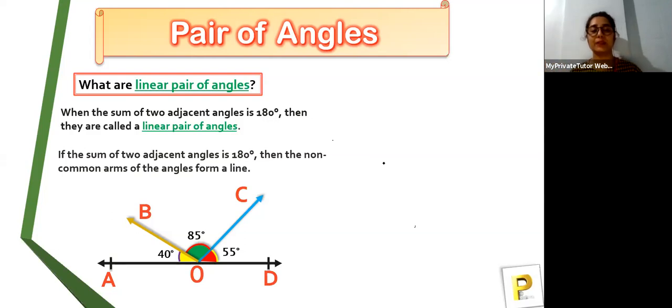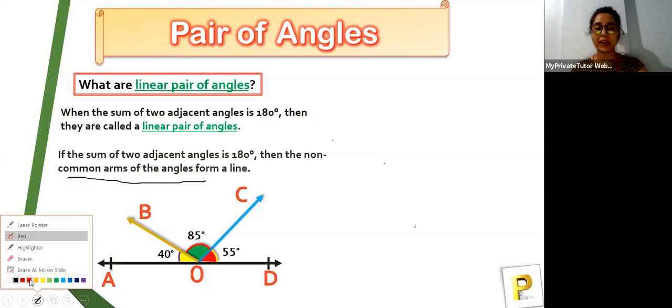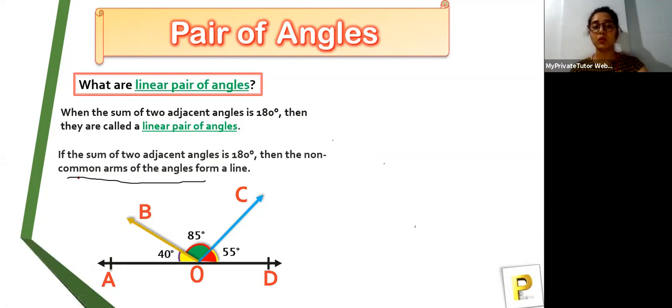They are linear pairs. Okay, so I'll tell you what this sentence means. If the sum of two adjacent angles is 180 degrees, and we can have more than two as well, then the non-common arms of the angles form a line. You can see that AO and OD are the non-common arms. This one is present only in this angle and this one only in this angle, right? So these two together form a line. That is what the sentence means.